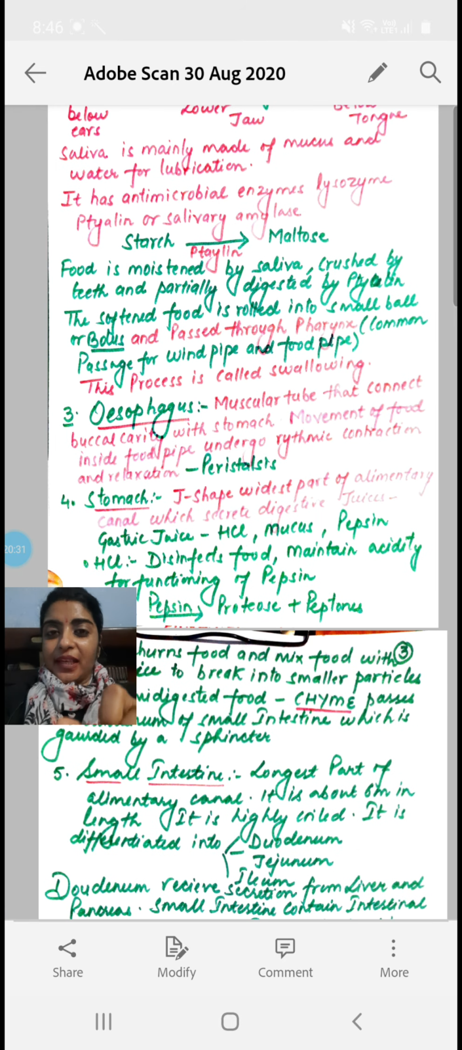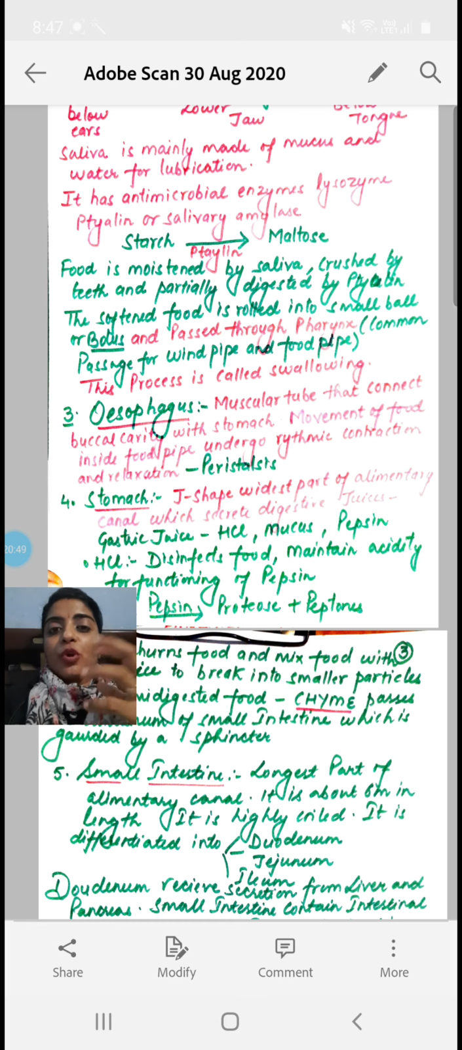Now, saliva, it is having one digestive enzyme called as the ptyalin or the salivary amylase. Now this ptyalin or salivary amylase, it is the one and the same thing. What is the function of this ptyalin enzyme or the salivary amylase? This salivary amylase, it will convert the starch into the maltose. Okay, maltose is the kind of sugar.